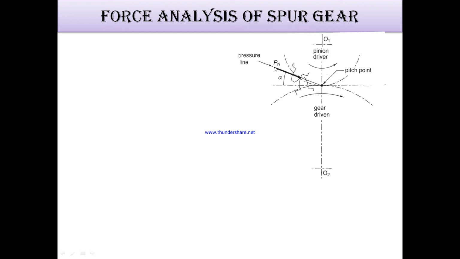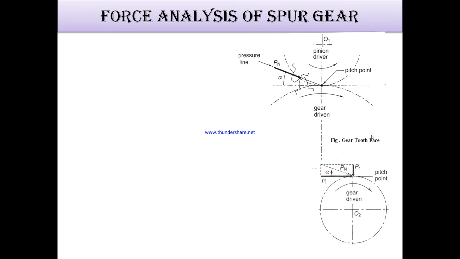Here you can see that the normal force is acting where the pressure line is shown. This is the pitch point and this is our pressure line. This is our pressure angle alpha, which is constant for an involute profile. We are not able to see the tangential load here, which we can see in the next figure.